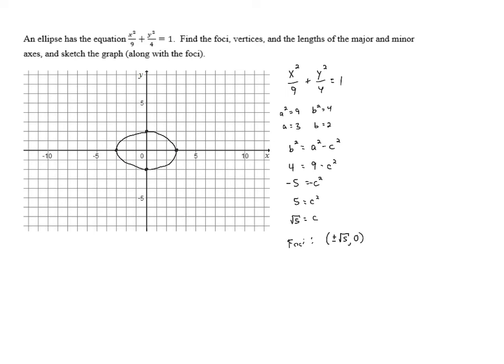Now, the square root of 5 is approximately 2.2. So if we're going to draw the foci, that means we have to draw them at about 2.2 units to the right of the origin and 2.2 units to the left of the origin. So those are our foci. And so we've got our graph along with our foci, and we're good to go.